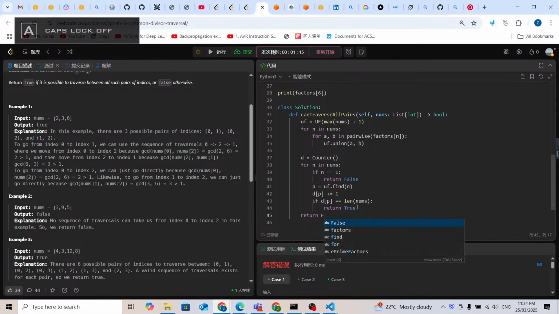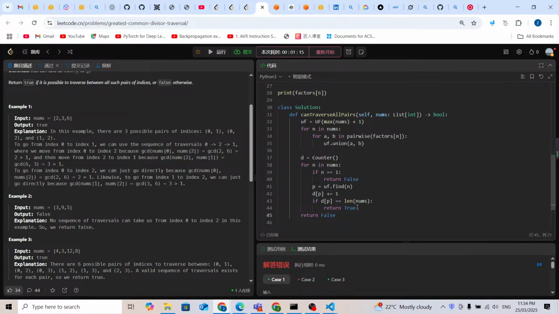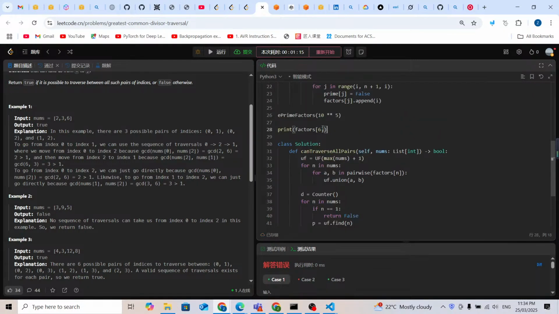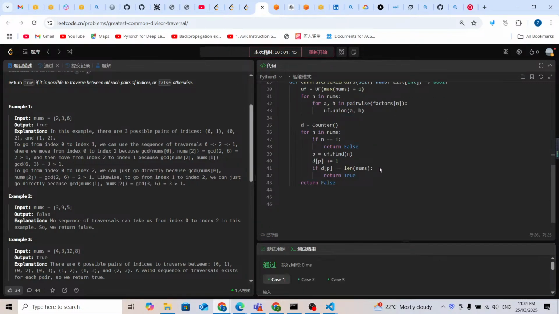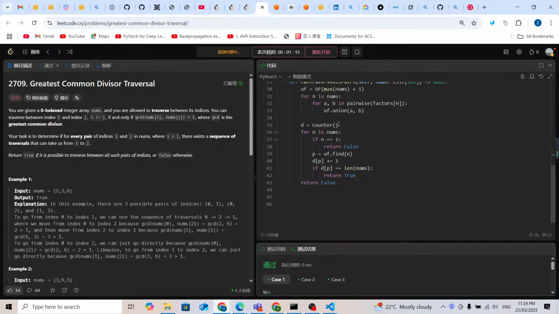I think it's a lot of coding. Let's just check if it works. Let me just remove here and run it. Yeah, as you can see, it works. Now let me just submit it.